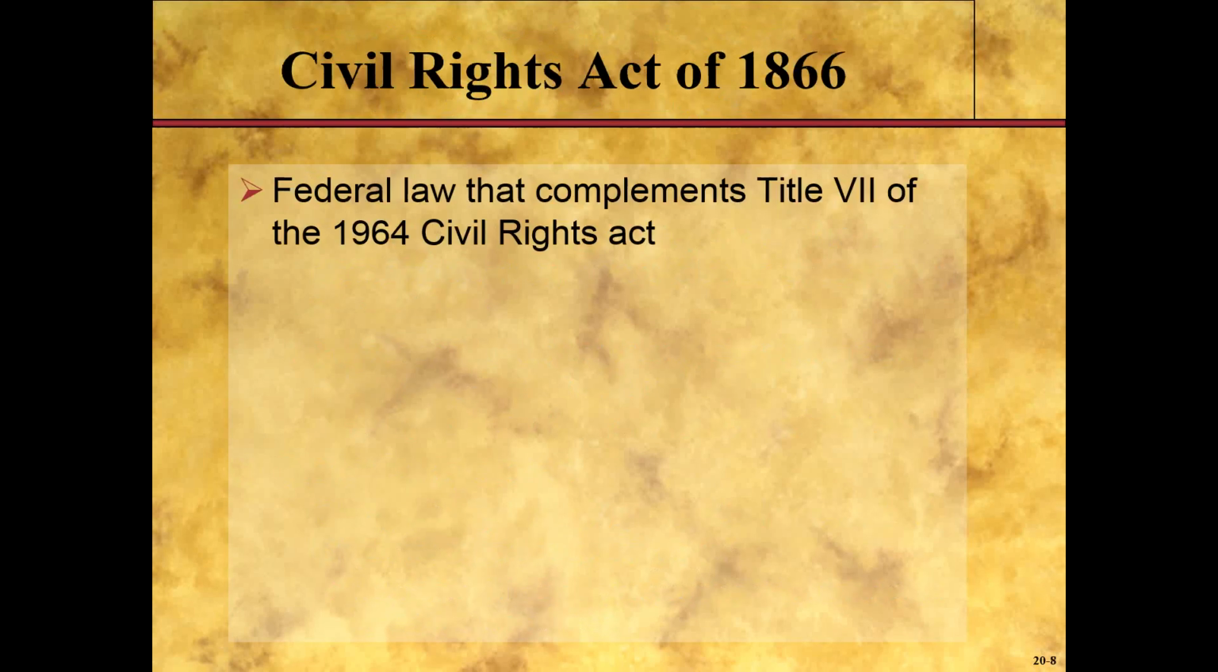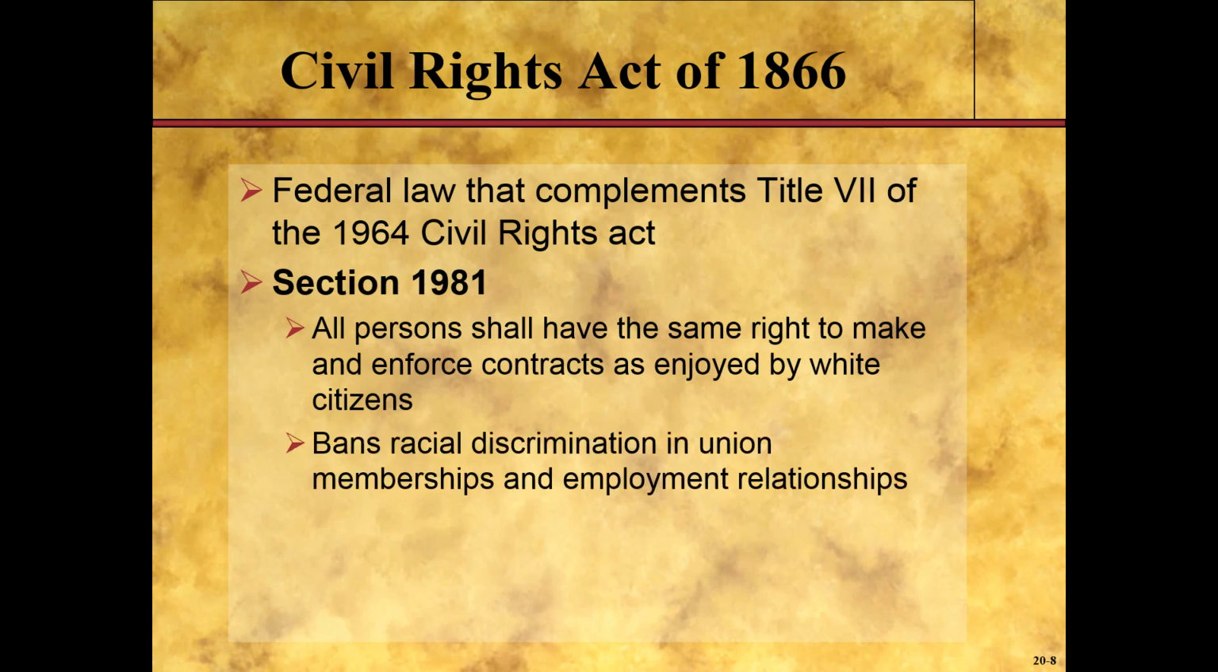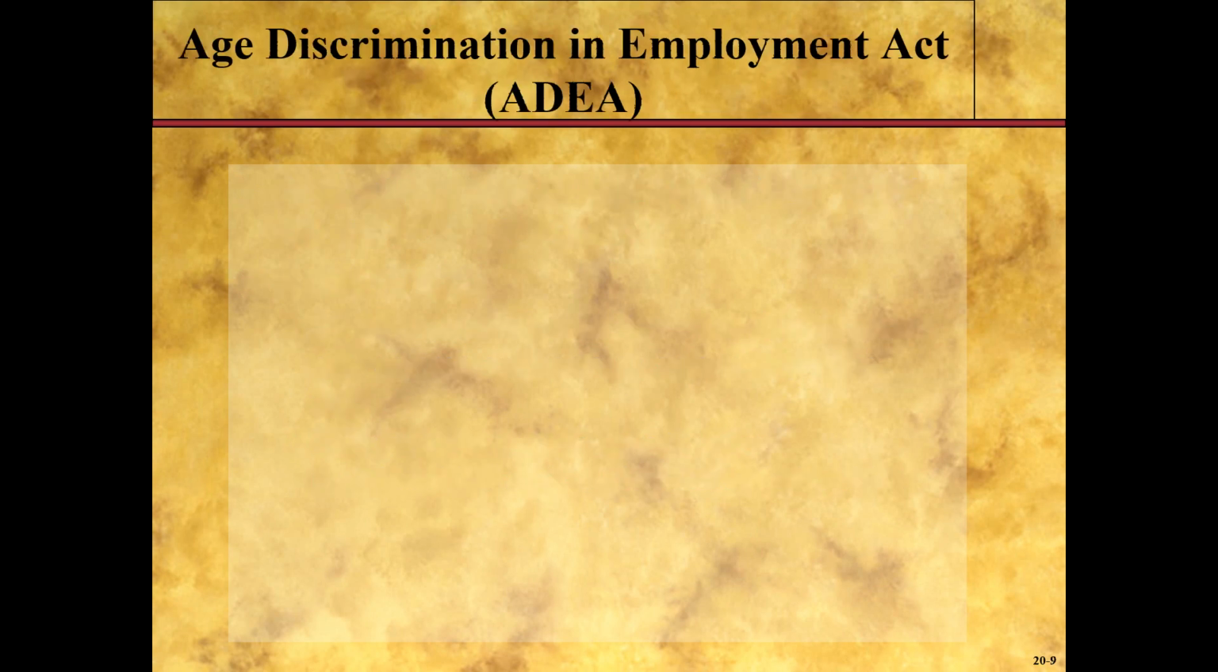Now, there's another law, the Civil Rights Act of 1866, right after the Civil War. It complements Title VII of the 1964 Civil Rights Act. It says all persons shall have the same right to make and enforce contracts as enjoyed by white citizens. It bans racial discrimination in union memberships and employment relationships.